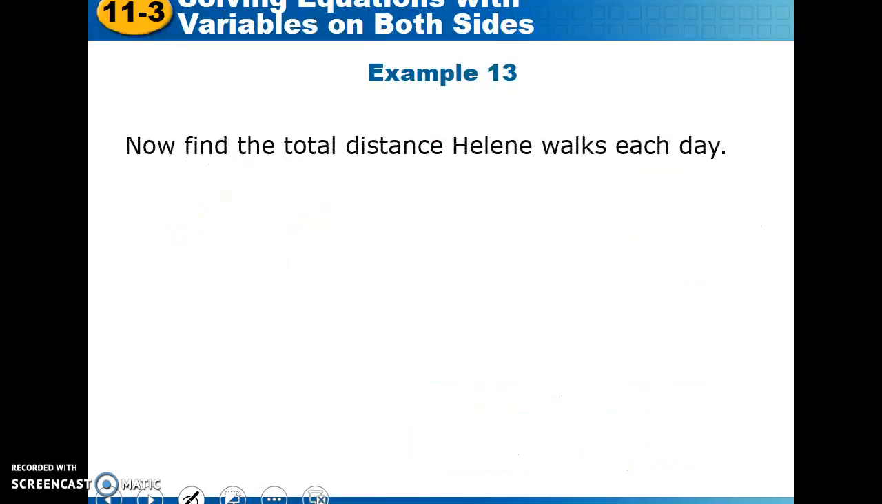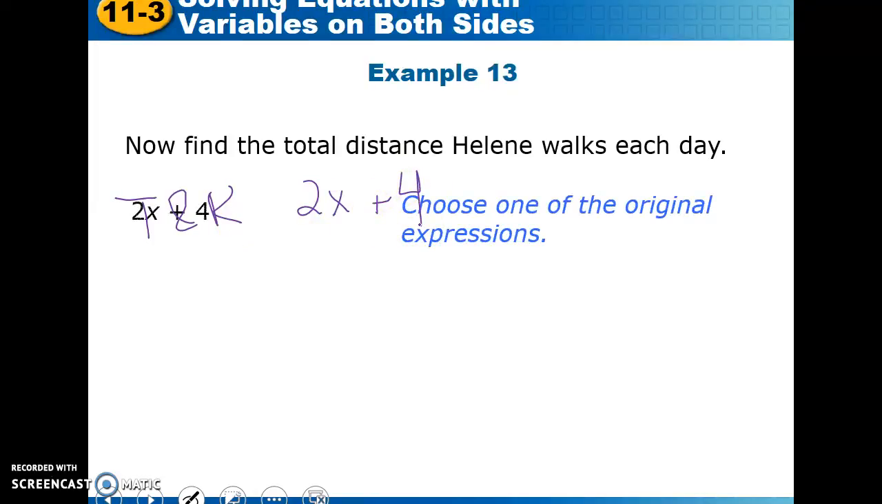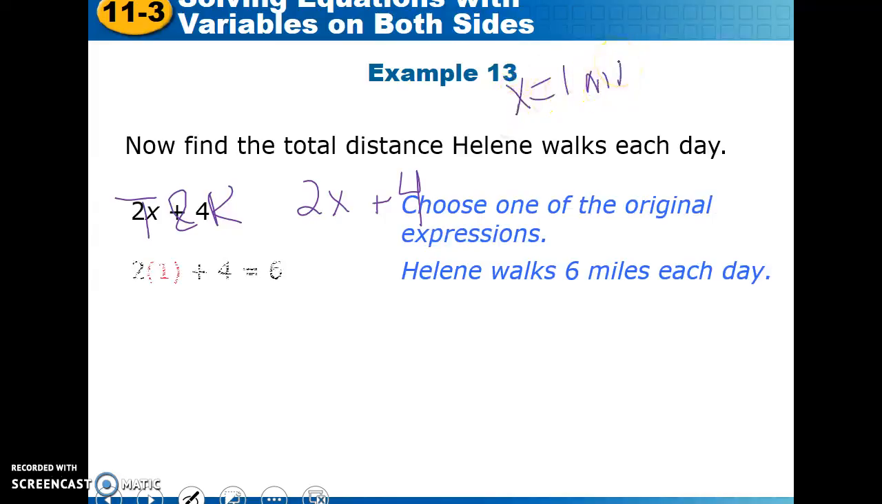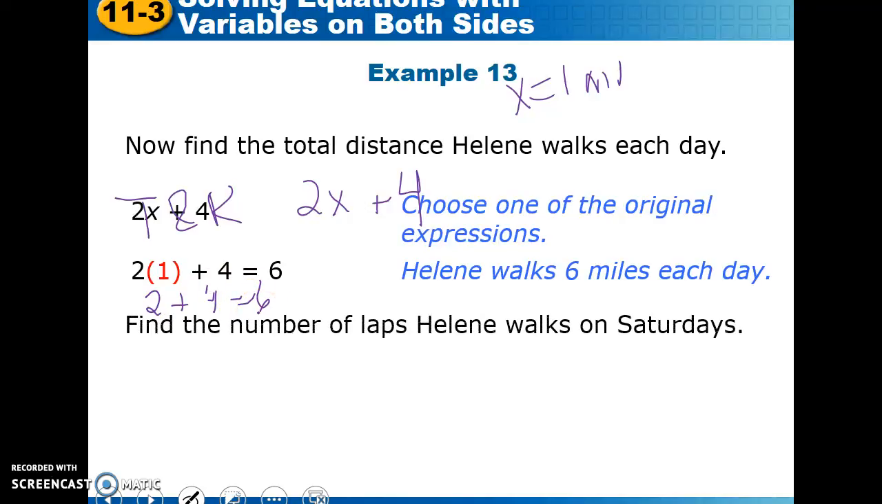So let's talk about the distance that Helen walks each day. Let's just focus on Tuesday and Thursday. It was 2x plus 4. So plug in the 1 lap or 1 mile for the x, because we know that in this case x equals 1 mile. 2 times 1 is 2, plus 4 equals 6. Now we're finding the number of laps that Helen walks on Saturdays.